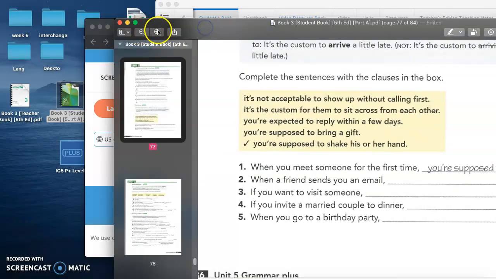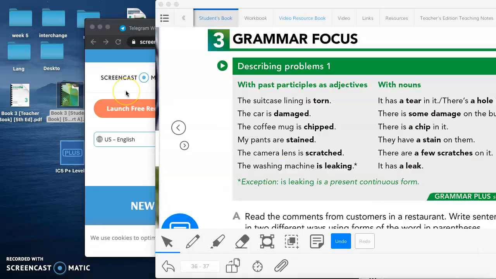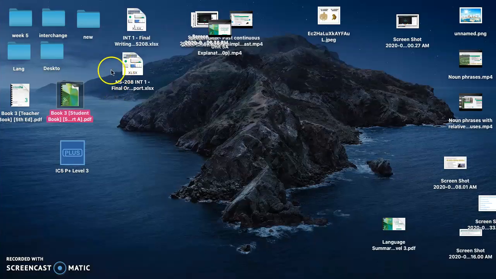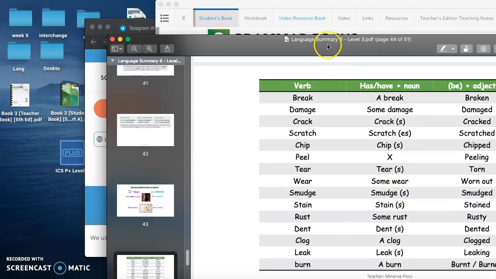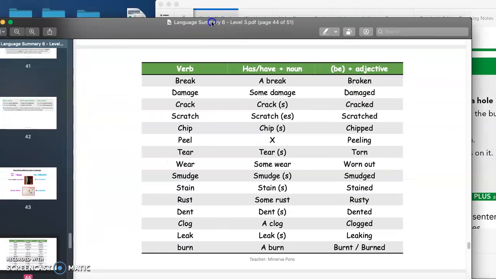I have an extra information in here. Give me a second. Okay. So let's say, for example, that we have this verb. I'm going to send you this on Telegram.